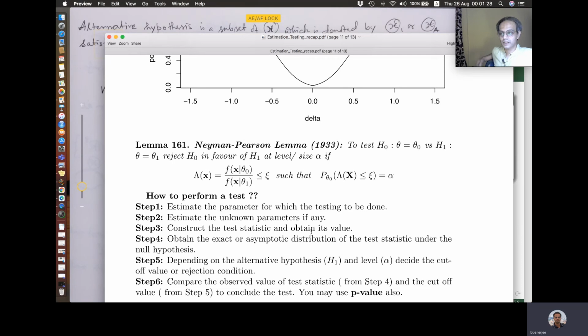So this is the condition satisfied under H naught, because under H naught, theta naught is given, you know theta naught, and theta 1 is also known.